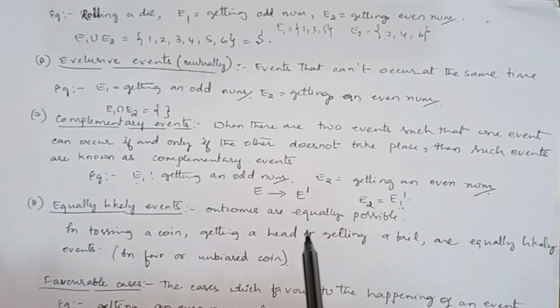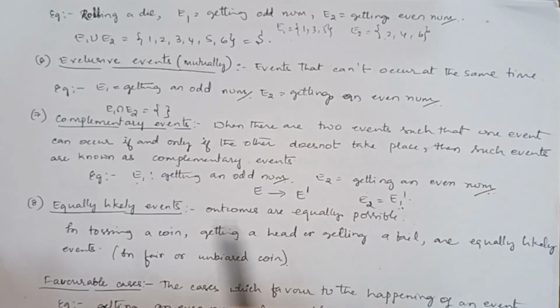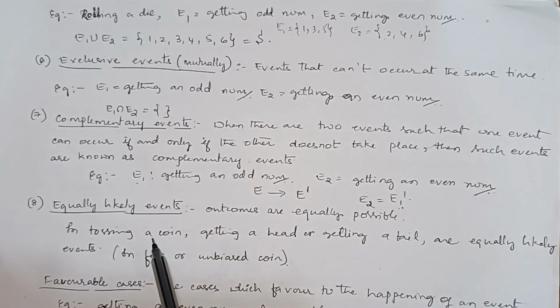So there are two outcomes. What is the possibility of getting head? 1 by 2. What is the possibility of getting tail? That is also 1 by 2. Hence these events are called equally likely events. And importantly, this should happen in a fair or unbiased coin.